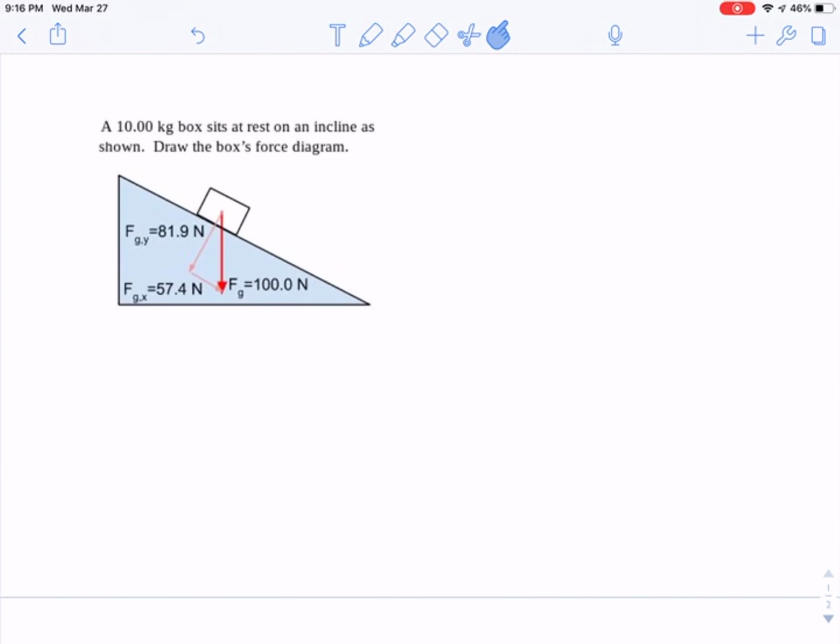Okay. The next one is similar. So we've got our 10 kilogram box. It sits at rest on an incline as shown. We're going to draw the force diagram. So first of all, I'm going to draw my little box. And I like to draw just the components.